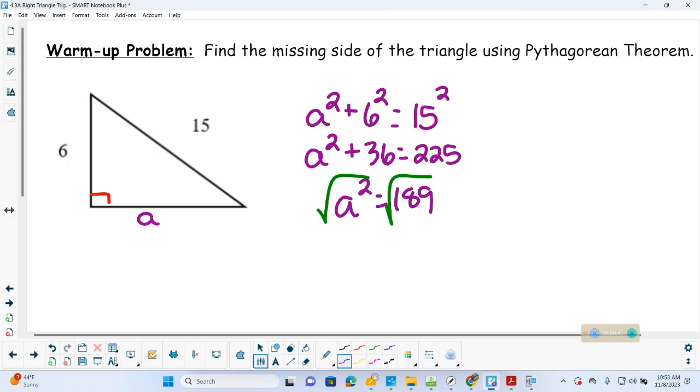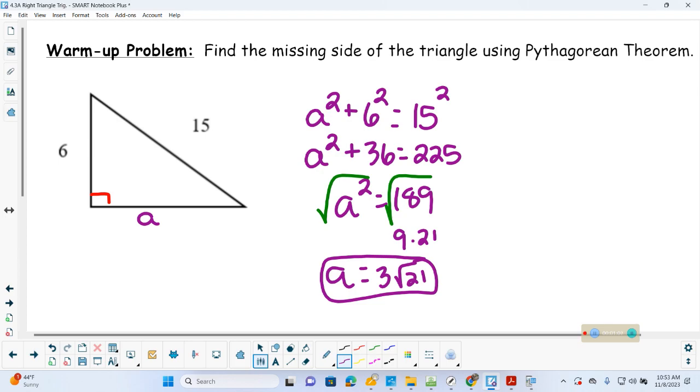So the biggest perfect square that goes into here is 9, which goes into there 21 times. What's the square root of 9? 3. So I'm going to put 3 square roots of 21 for my side. That is the exact answer. And most of the time, like 90% of the time, we're always going to ask you for those exact answers.